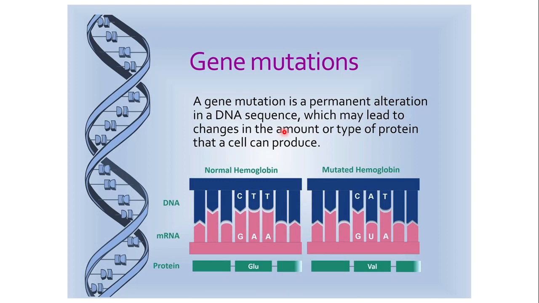Gene mutation is a permanent alteration in a DNA sequence which may lead to changes in the amount or type of protein that a cell can produce. Like normal hemoglobin is CTT, but mutated hemoglobin is CAT.